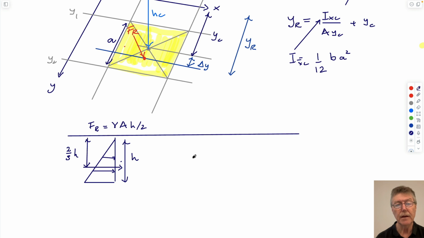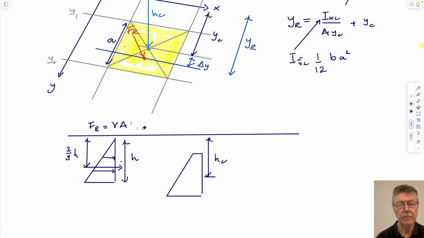That's a standard result. If we had a plate that was here, then the pressure distribution is going to be something like this. Still, H sub C is this. And so perhaps I should write this differently as H_C, right? So still this is true, but H_C is different.